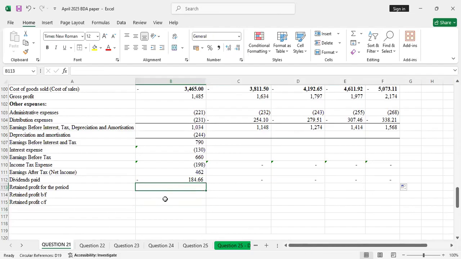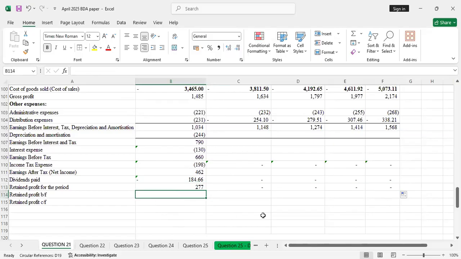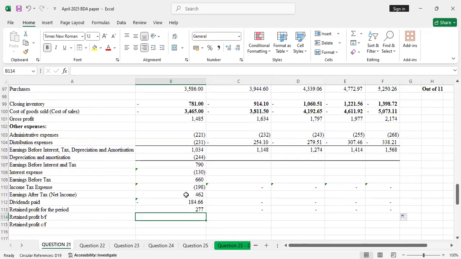Therefore, the retained profit for the period will be the sum of these two. After you have paid dividends, that's the retention. And that retention, we were also told that it was 60%. It's automatic because the 40% has gone, so what remains is 60%. You can take 60% of earning after tax, but there's no need. You just sum these two, get the correct answer. Then you drag so that when you enter this, the values will fill automatically.